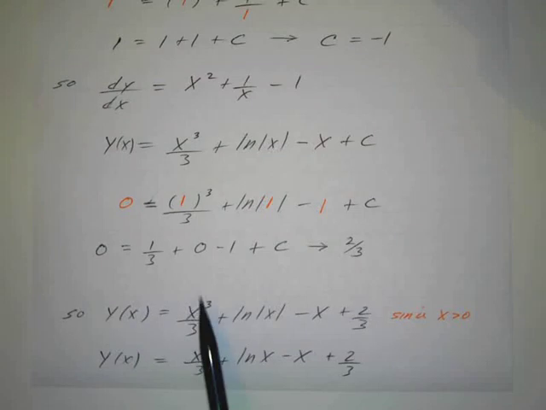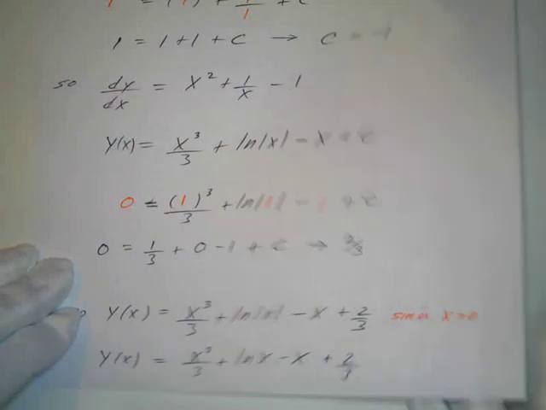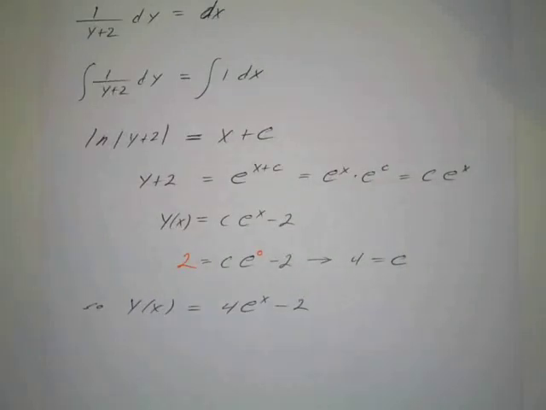So I just put that in my final function, and I get y of x equals x cubed over 3 plus the natural log of x minus x plus 2/3. We really didn't need the absolute value sign since x is greater than 0, so you could write the answer like that. That's number 29. A nice, easy double differential equation, not too difficult. Let's take a look at number 31.